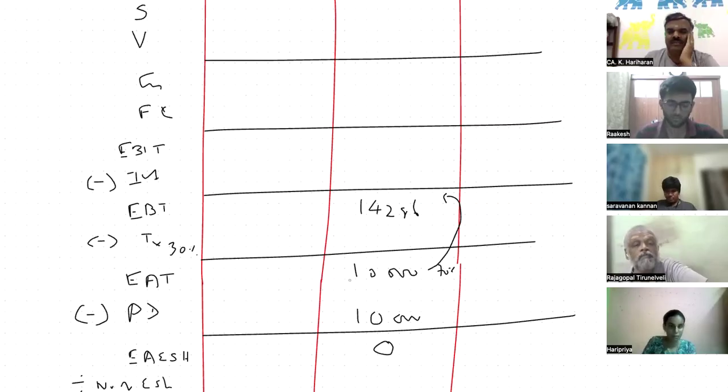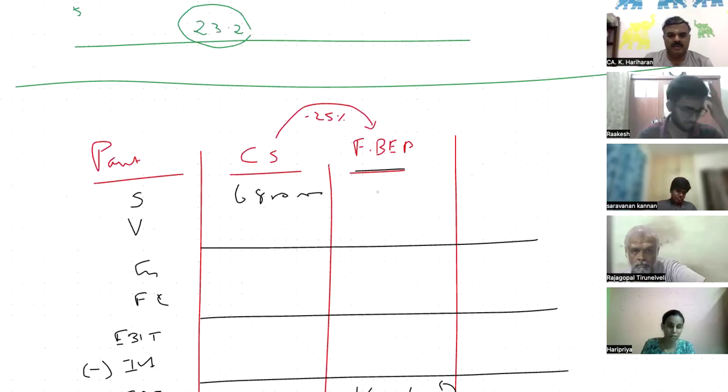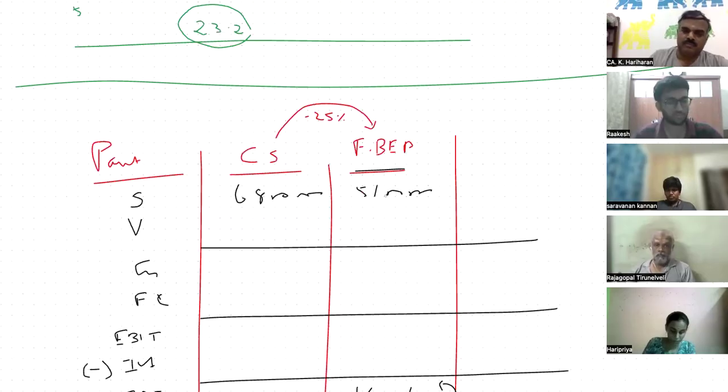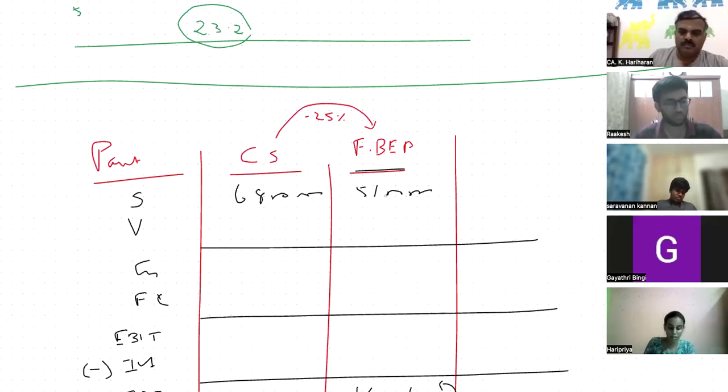Variable cost for the current situation is 60%. So 60% on 68 lakh is equal to 40 lakhs 80,000. Similarly, same 60% on that side also, 30 lakhs 60,000. Is the logic clear? Yes, sir. So contribution comes to 27 lakhs 20,000.